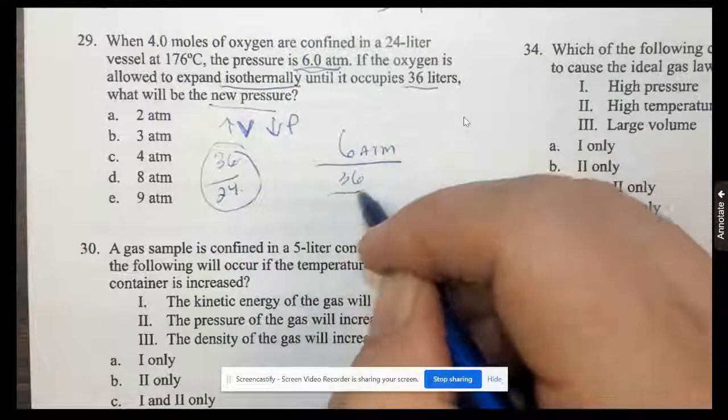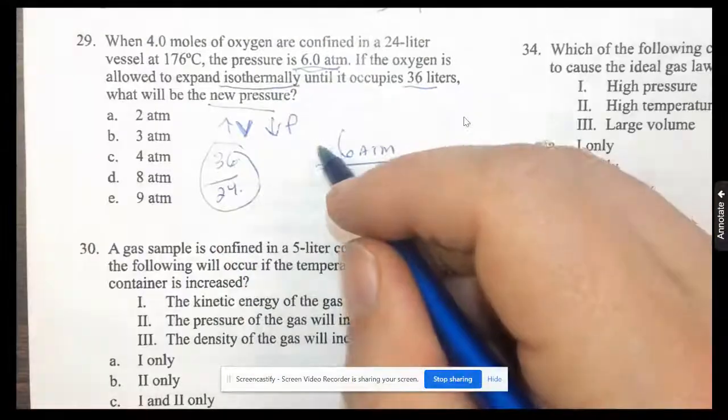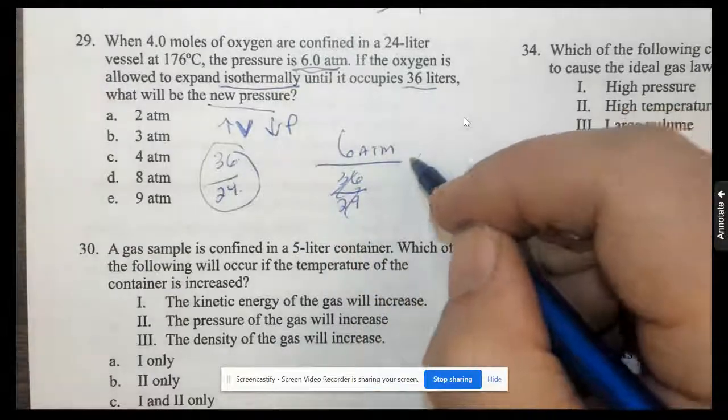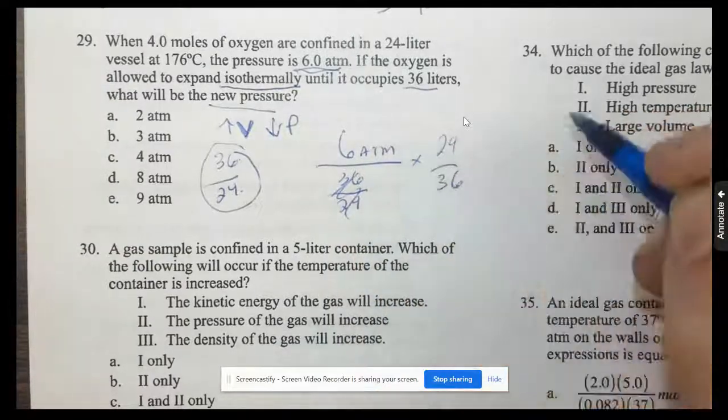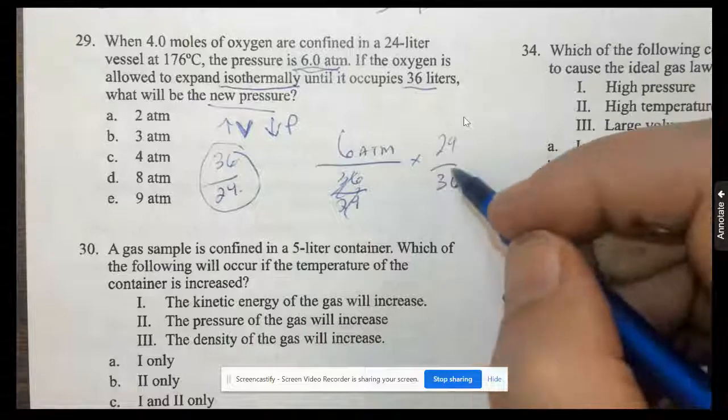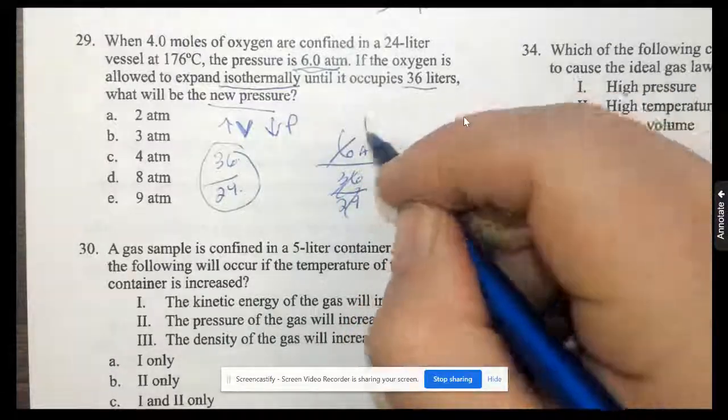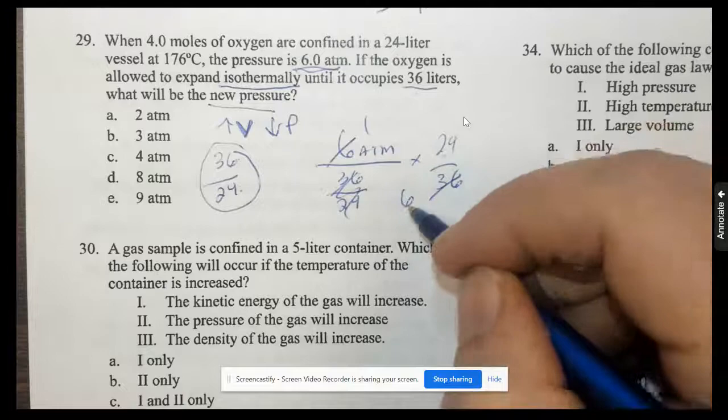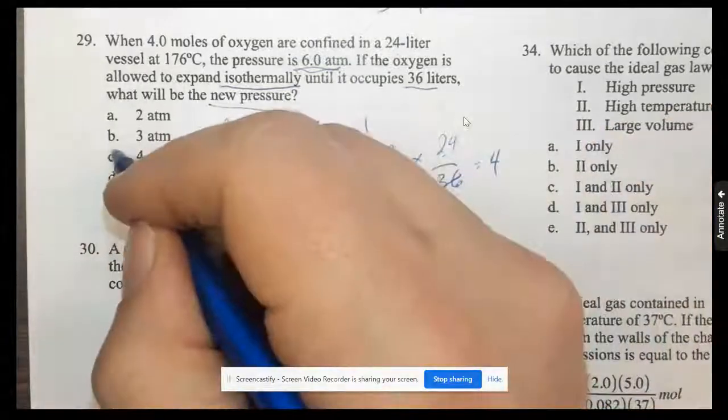So I'm going to divide by 36 over 24. When I divide by that fraction, it's the same as multiplying by the reciprocal. Watch how easy the math is. 6 and 36 becomes 1/6. 24 divided by 6 is 4. And we're done.